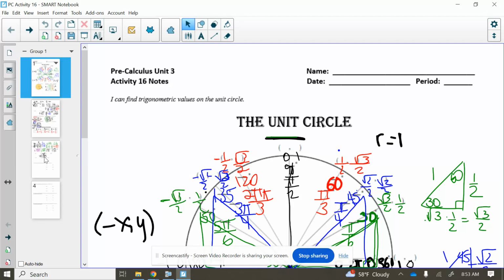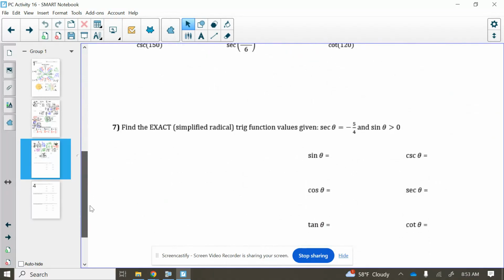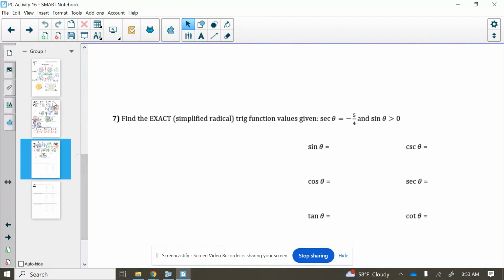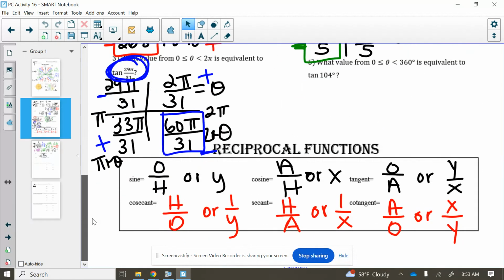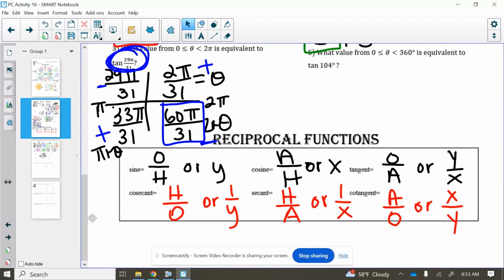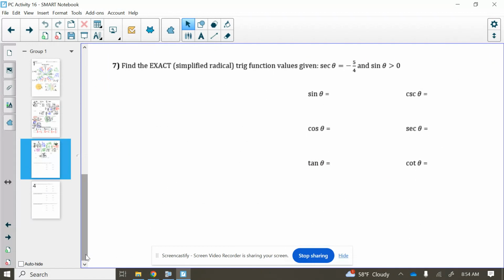Hi everyone, today we are going to talk about the last part of activity 16, continuing on with our reciprocal functions. Now, in the last lesson, we started talking about our reciprocal trig functions, cosecant, secant, and cotangent. Today, besides the unit circle, we are going to talk about some of their measures around finding all 6 of our trig functions.